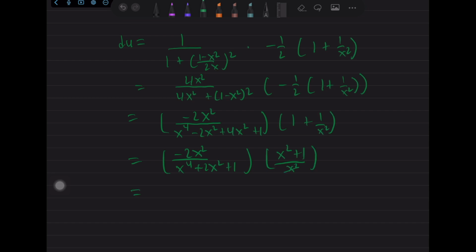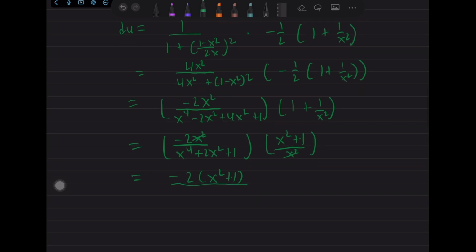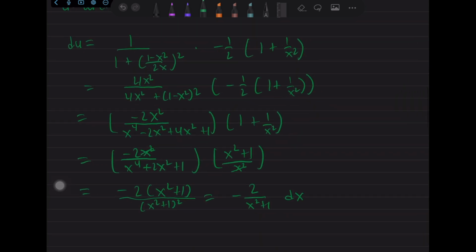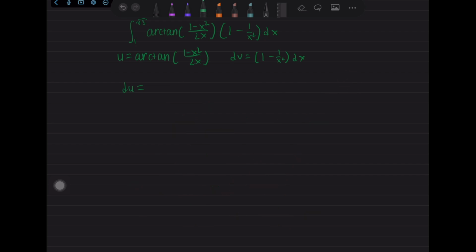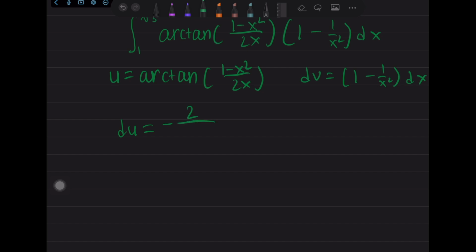Notice these x squareds cancel. So we have negative 2 times x squared plus 1 over, notice that the denominator is just x squared plus 1 squared. So now we have negative 2 over x squared plus 1. And now we'll add the dx. So that gives us a very, very simple fraction to work with compared to the ugly thing we had much before. So now let's remove this. Negative 2 over x squared plus 1 dx.